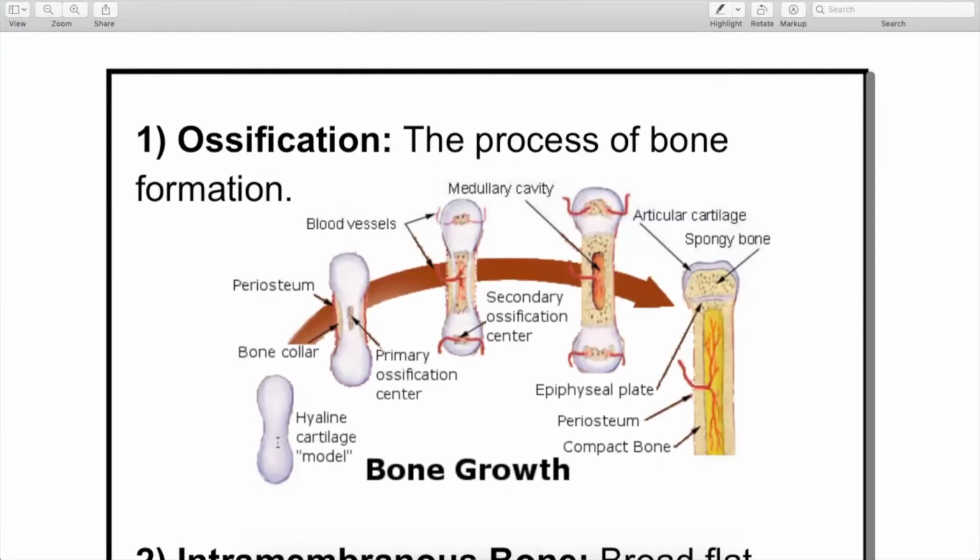We learned this word back in chapter 2. Yes, chapter 2, tissues, where hyaline cartilage was that hard cartilage, and that's what fetal bones are going to be made out of. And as that fetus in the mother's womb grows, the cartilage slowly gets replaced with bone material. That is the formation of bones, ossification.